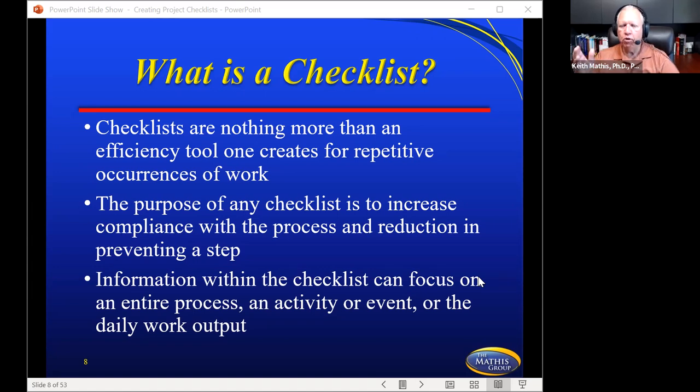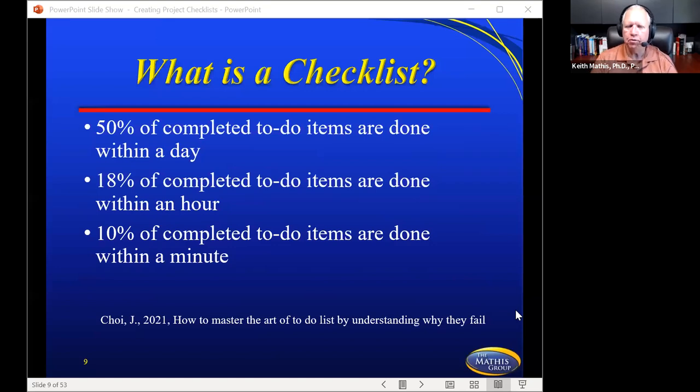But if they're important and you're wanting to make sure they're done in a particular order and they have to be done today, then you can see how somebody would turn that into a checklist. Not anything wrong with that. That's going to be good. 50% of completed to-do items are done within a day. So that fits even when you're talking about a checklist. 50% will probably be done in a day or two. 18% is normally done within an hour, and 10% might be done within a minute or two.